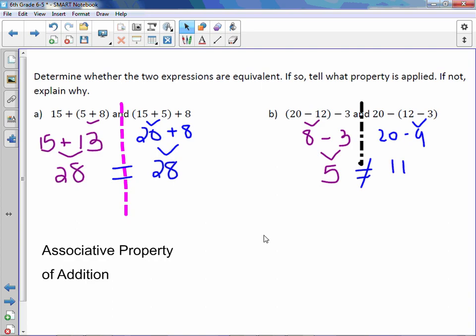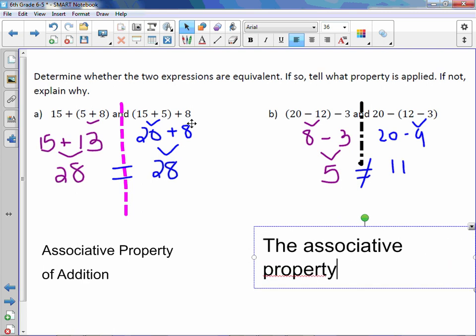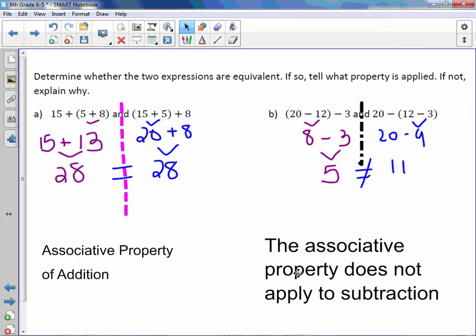So this is not true because it's trying to show the associative property here, because we've got our parentheses changing, our grouping symbols changing. So our explanation would be that the associative property does not apply to subtraction. Your properties only apply to addition or multiplication.